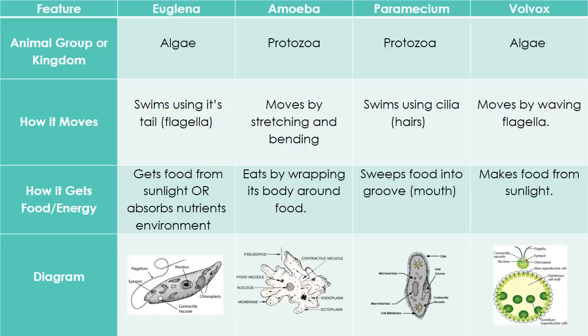Another similarity the euglena and the volvox have is that they move by using their tail, which is called a flagella. The amoeba and the paramecium are similar in that they're both protozoa, but the amoeba does not have cilia or a flagella. It moves by stretching and bending its body like a big blob. The paramecium has the little tiny hairs, and you can see in the diagram the hairs go all the way around its body.